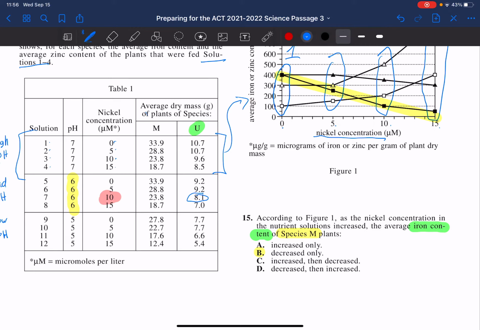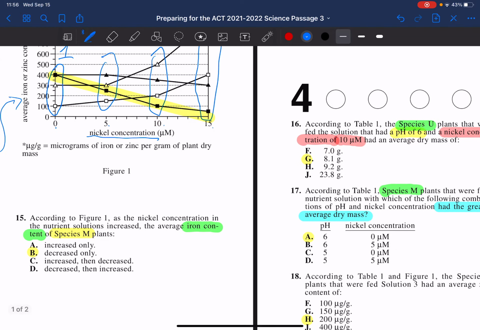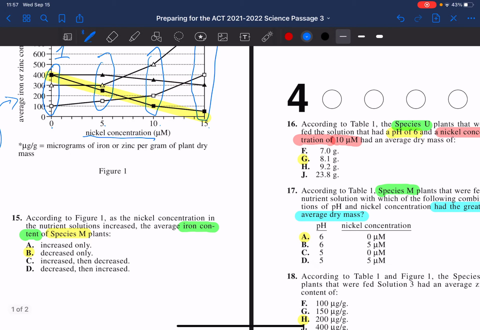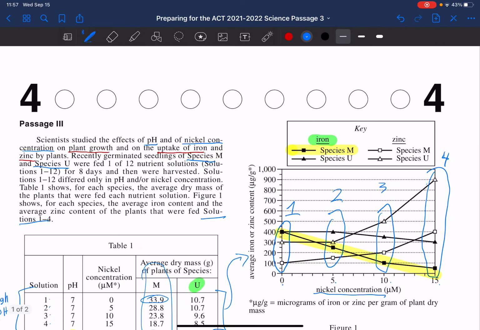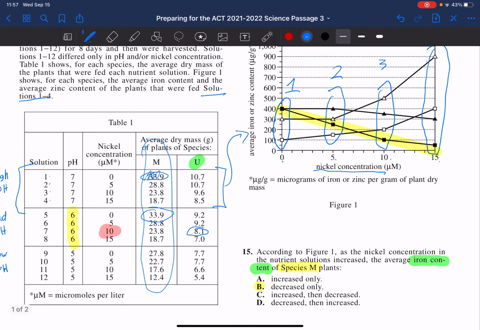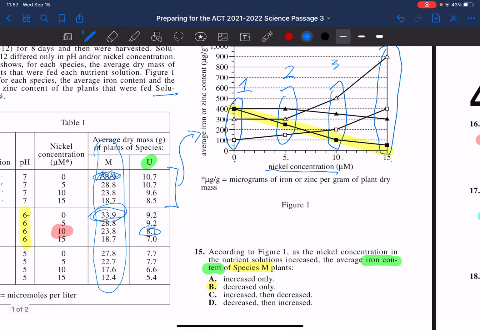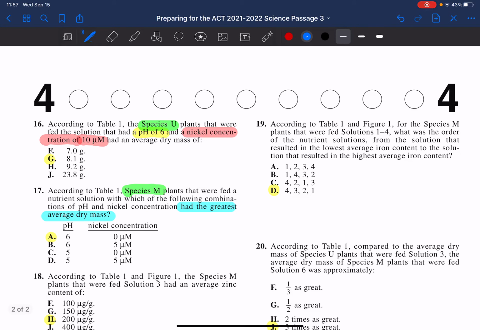So we're only looking right here, and the highest dry mass happens right here, and actually right here. It happens in two places. Now here's where you have to notice what your options are. So if I scroll back over, I notice that it only gives me options for a pH of 6 or a pH of 5. So that means that this one is not even an option. So the only one is this one right here with a pH of 6 and a nickel concentration of 0. So that's why the answer is letter A.